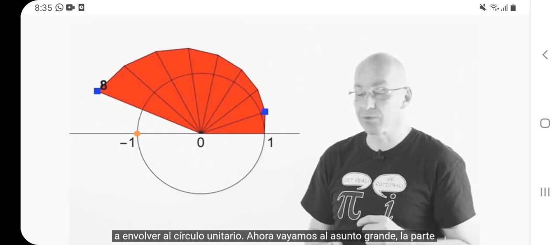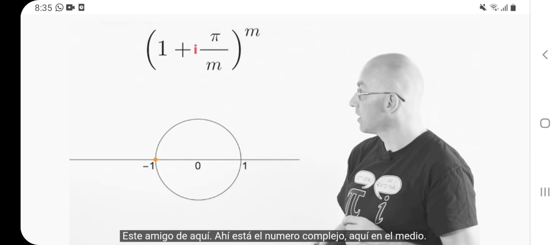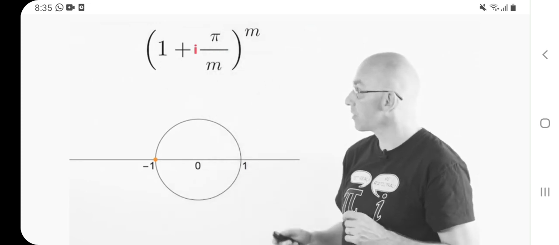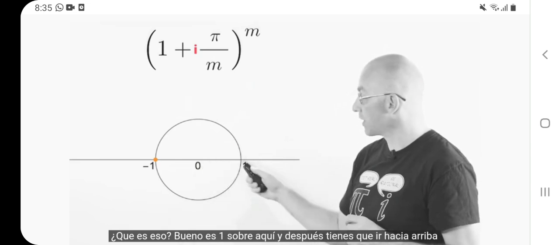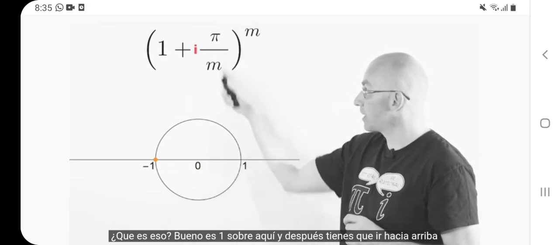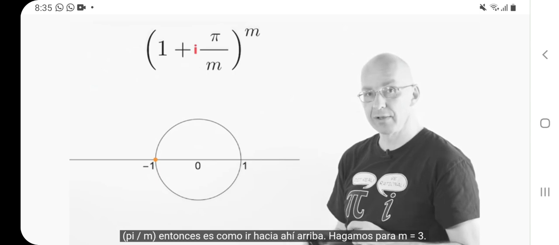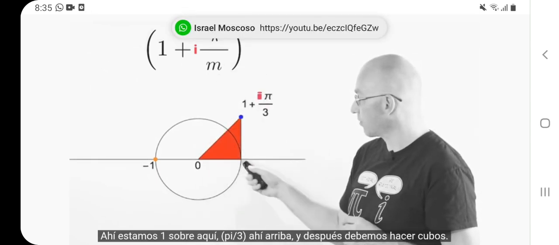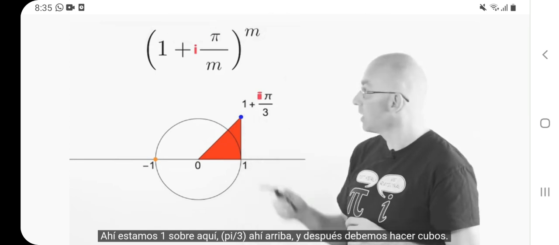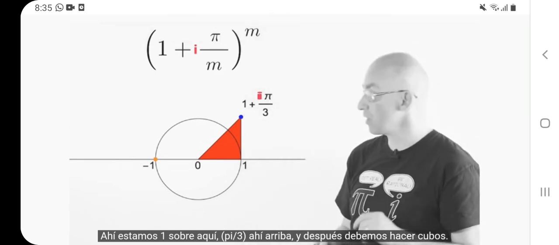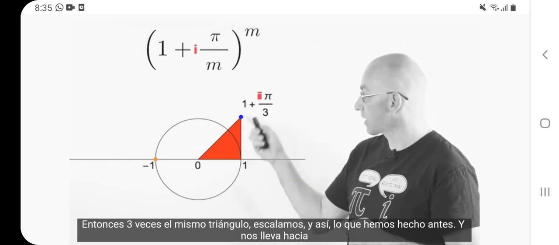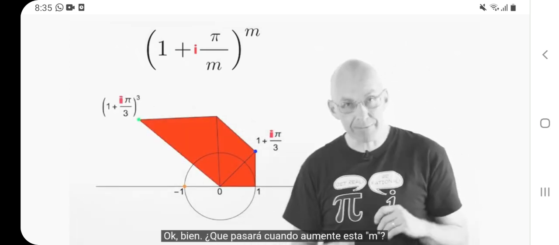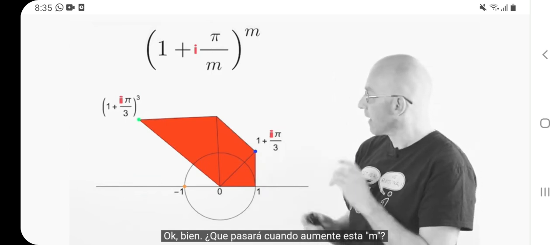So now let's go for the real thing, the one that we're really interested in, okay? This guy here, so there's the complex number in the middle. What is that? Well, it's 1 over here, and then we have to go up pi divided by m. So let's just go for m equal to 3, okay? Let's draw this. There we go, 1 over here, pi over 3 up there, and then we have to do cubes, right? So 3 times, same triangle, scaling, and so on, what we've just done, and it gets us over there. Okay? Right.